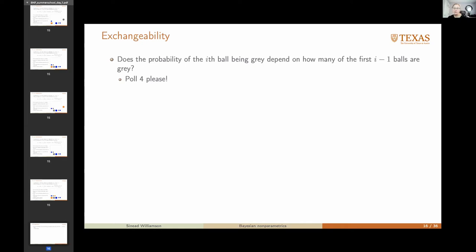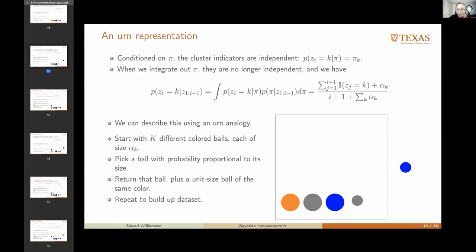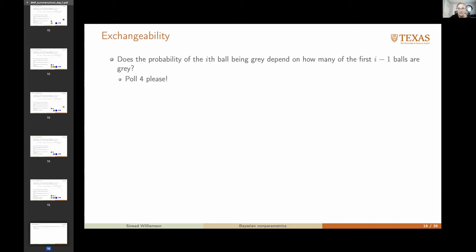In my example, I happened to first pick out a gray ball. Okay, that was my first thing that I sampled. Does the fact that the first ball was gray change the probability of subsequent balls being gray? Does it change the expected number of gray balls I get after that?